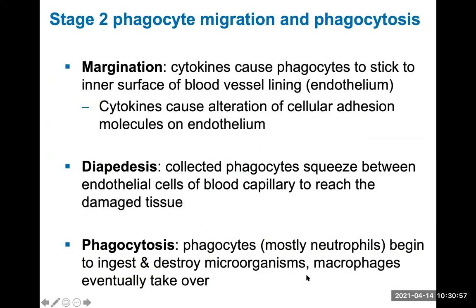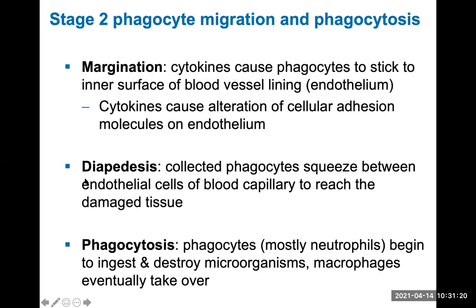Okay. The second stage of inflammation is phagocyte migration and phagocytosis. So really my title is incomplete. It should say stage 2 of inflammation is phagocyte migration and phagocytosis. I just ran out of space.